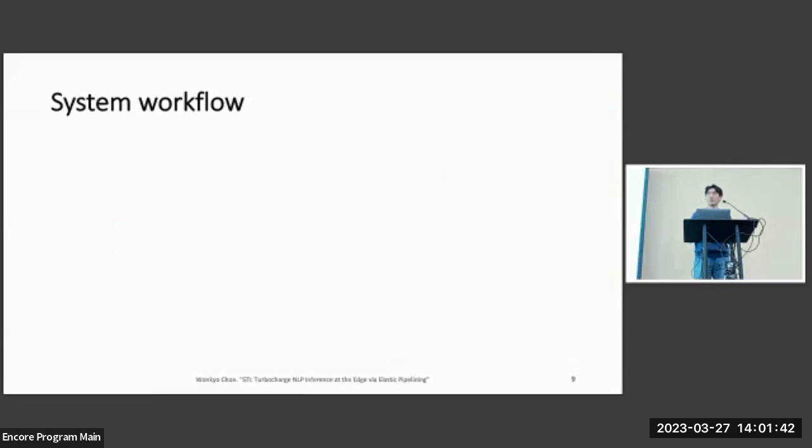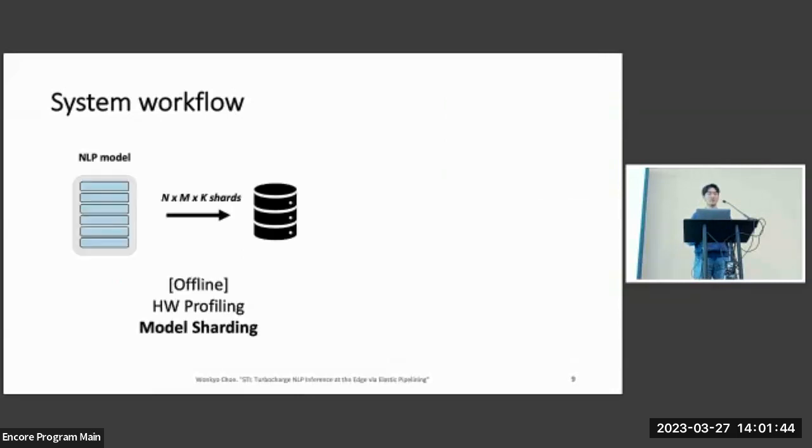So let's look at our system workflow. First stage is the offline stage. It first profiles hardware capabilities, such as how much computation and I/O it takes per layer. And after profiling, we do partitioning of a language model. So we use model sharding to manage multiple versions of shards.